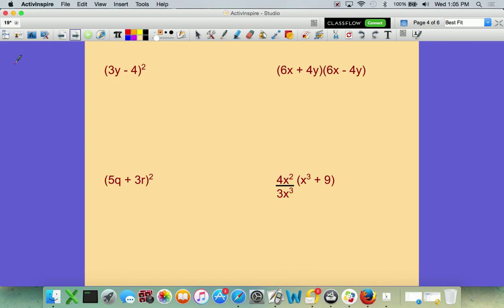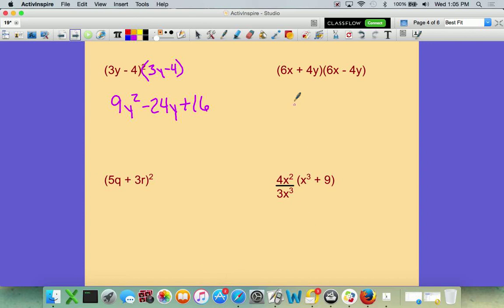So to do these on some different problems, this first one we have the square of a difference. If you want to rewrite this out like that, that is totally fine. Okay, FOIL: 9y squared. The outers, negative 12y. The inners, negative 12y, so negative 24y. And the last, negative 4 times negative 4 is plus 16.